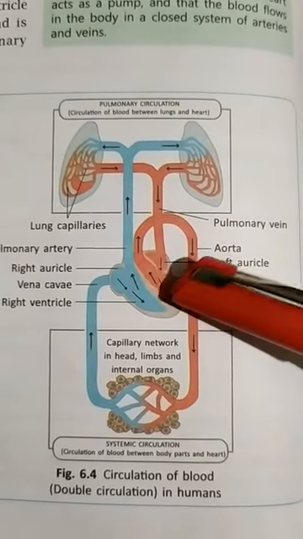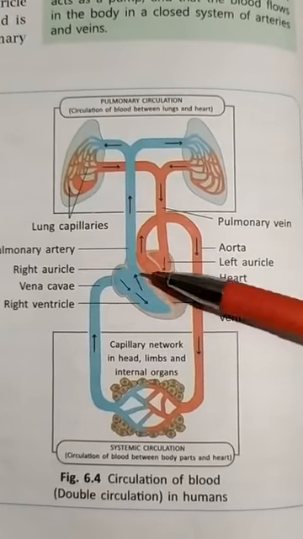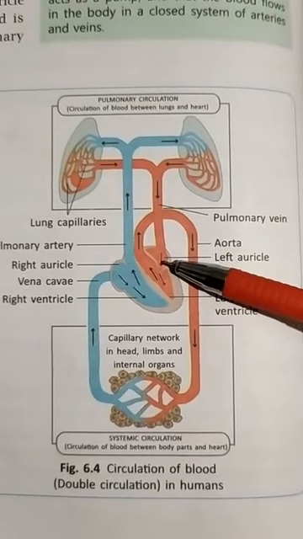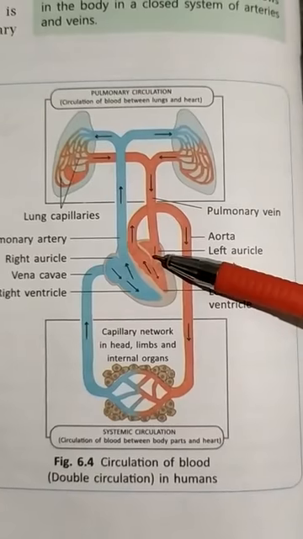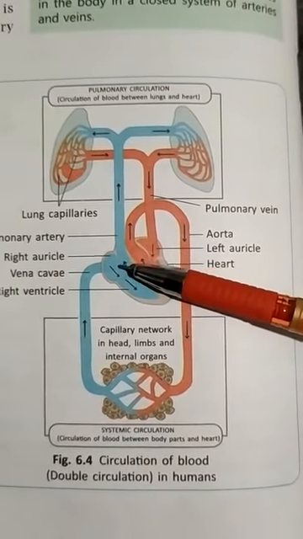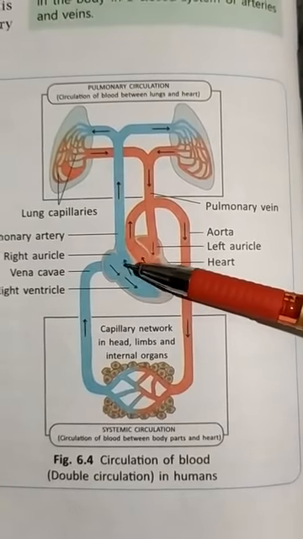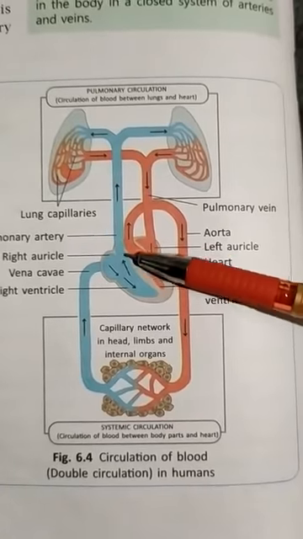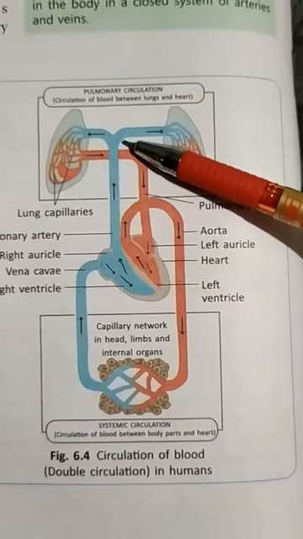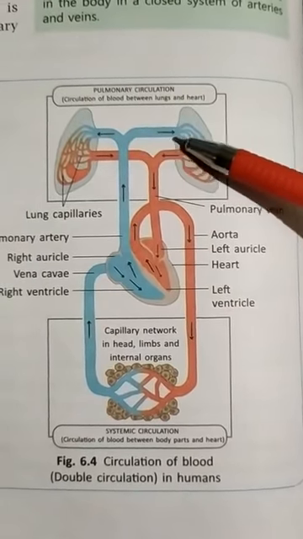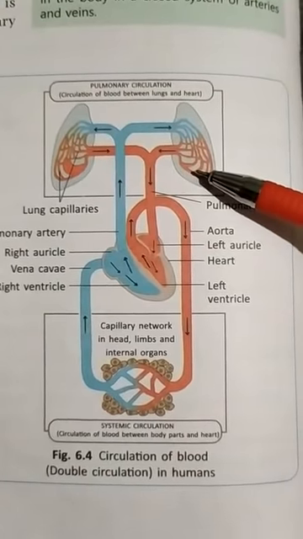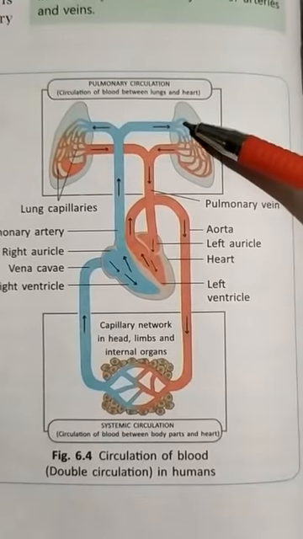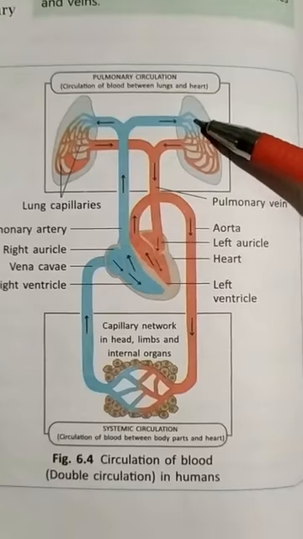Here we know the right auricle receives the deoxygenated blood, and the left auricle receives the oxygenated blood. The right auricle, which receives the deoxygenated blood, transfers the blood to the right ventricle, and from the right ventricle it passes to the pulmonary artery, and from there it is moved towards the right and left lung respectively. Then in the lung, the blood is getting the oxygen.